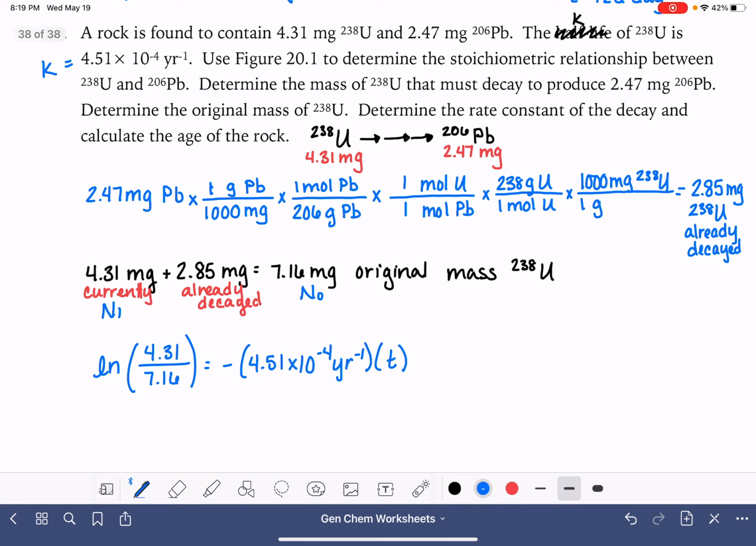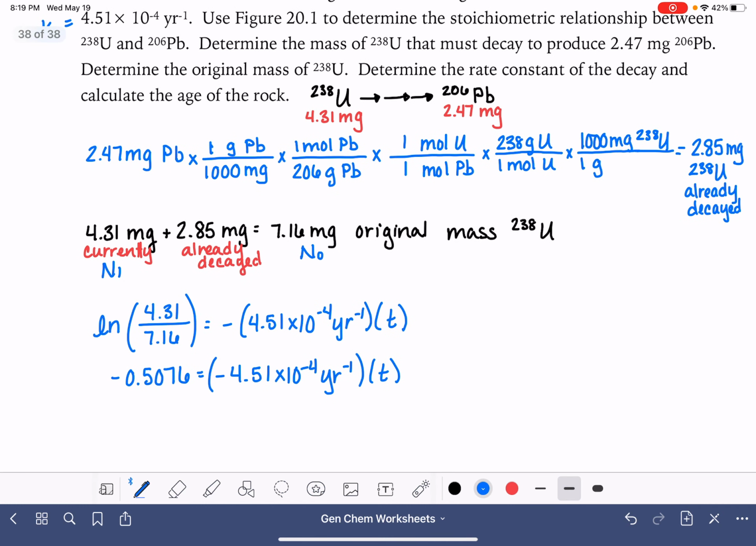I'm excited and a little bit nervous to see what we get here. So the left-hand side is negative 0.5076. That's equal to negative 4.51 times 10 to the minus 4 years inverse times the time. And these rocks should be really old, so this should be a really big number. Negative 5.076 divided by negative 4.51 times 10 to the minus 4. Time is 1,125 years. So that definitely seems like a reasonable answer.